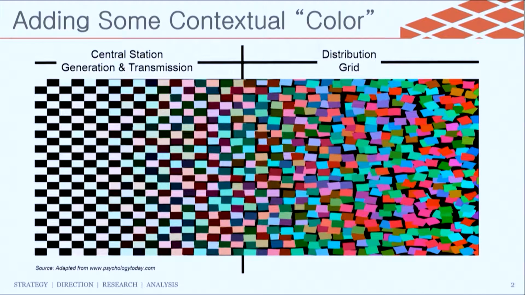I would say the 1.0 grid looked like a black and white checkerboard from central station generation all the way to the customer. It was very orderly, very controlled, and now the distribution grid is starting to add some color. The problem is that the color, the diversity of it, is good, but there's some chaos right now. This looks like Post-it notes, right? Imagine these Post-it notes all over your screen or your office desk. There's an element of chaos that's part of the problem.